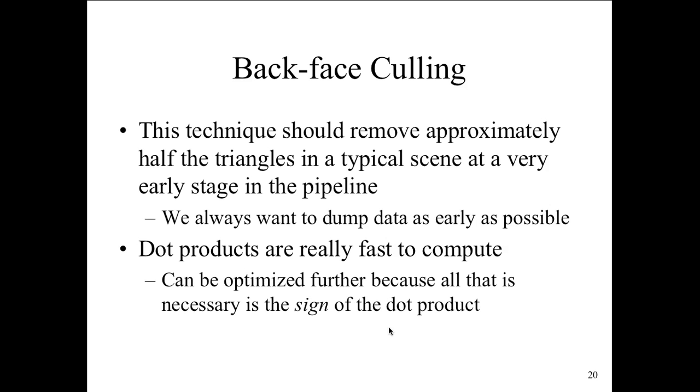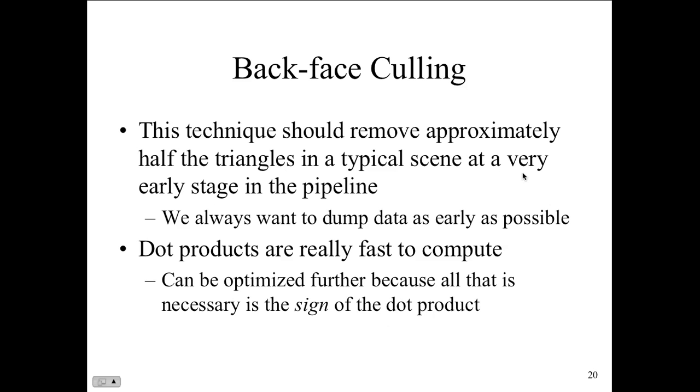So the technique should remove approximately half of the triangles in the typical scene at a very early stage in the pipeline. Because immediately, depending upon the view and the model space and the way it's defined, you're never going to see it. So remove it, which is a step the pipeline takes to render faster. We always want to dump data as early as possible because we don't want to use calculations on it. So if you can get rid of it to begin with, that's why it's a nice feature to have in terms of the compilation.